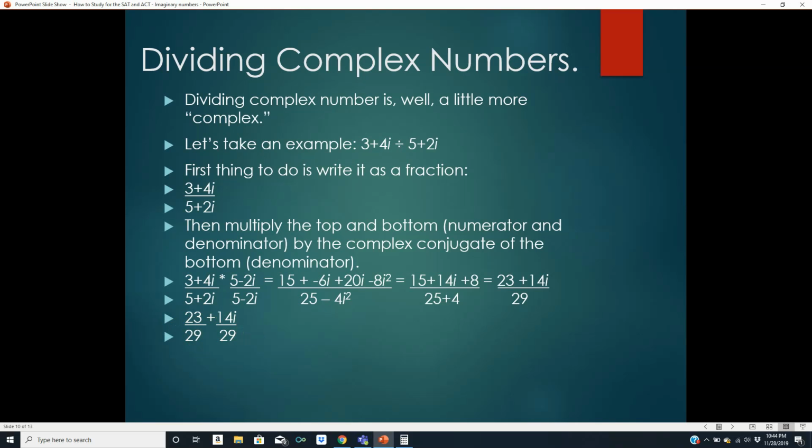A lot of times they're going to ask you a question like, what is the value of a plus b, or what is a times b, or a over b? So be prepared to answer that. In this case, if it was a plus b, then it'd be 23 plus 14, which would be 37 over 29. But here we're just solving the problem. So that's something you should look for on the test.